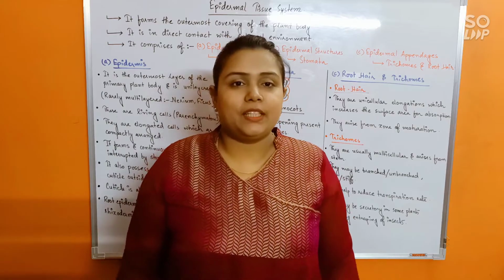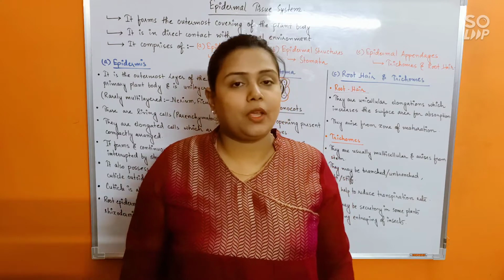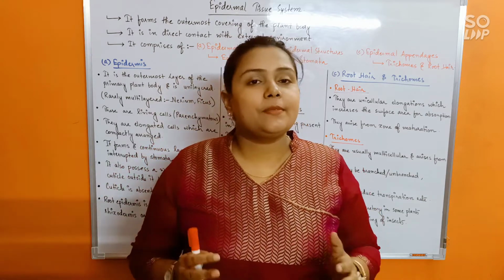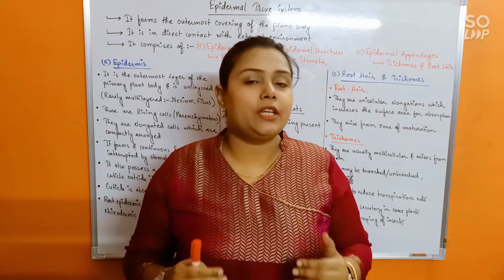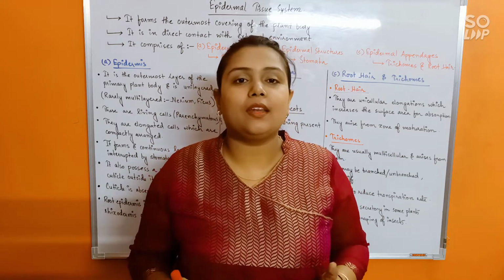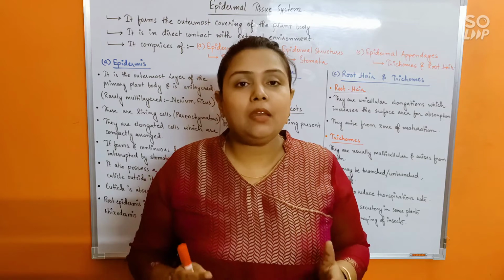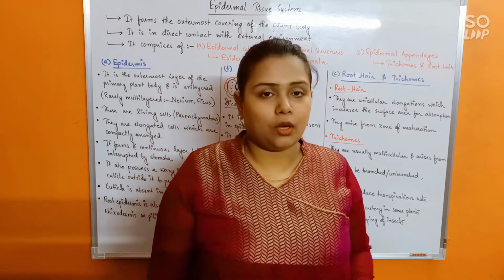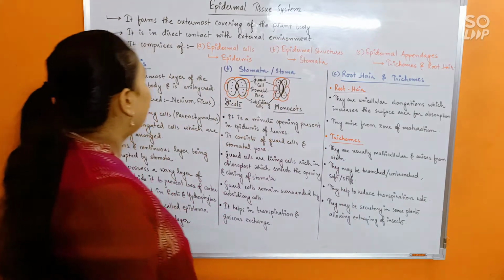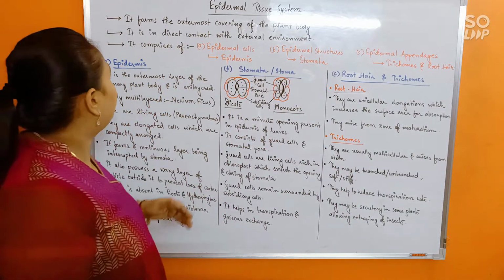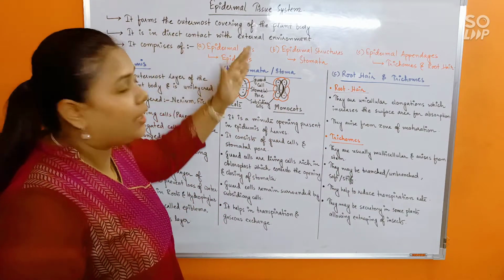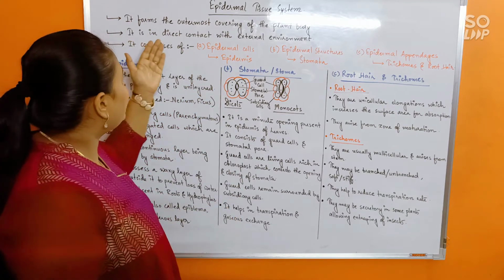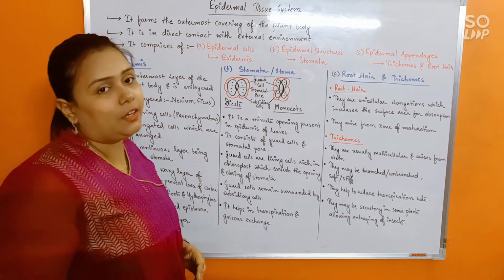So, let us start with epidermal tissue systems. Now, epidermal tissue system, as I have told you already, is going to form the outermost skin of the plant body. So, its main purpose is protection. Okay. So, let's see what it is all about in details. See, the epidermal tissue system forms the outermost covering of the plant body, hence allowing protection, and it is in direct contact with the external environment.